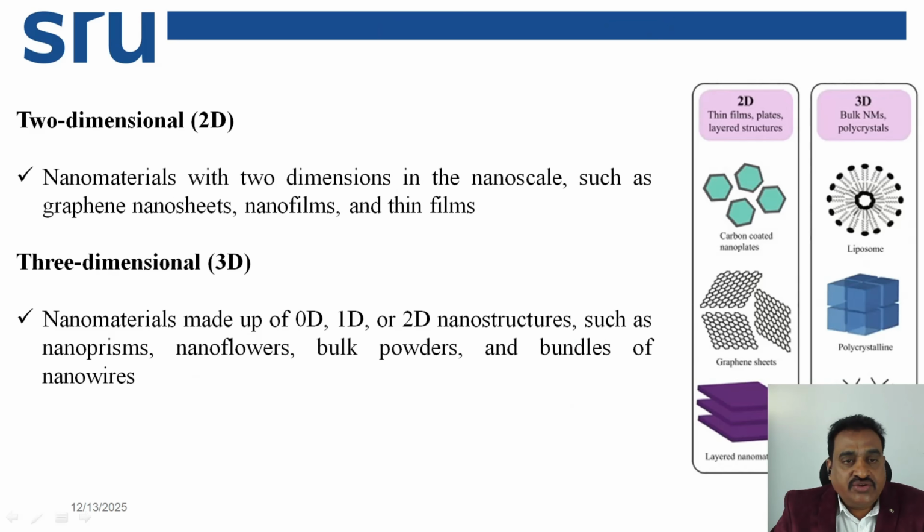Two-dimensional, you see here, nanomaterials with two dimensions in the nanoscale, such as graphene, nanosheets, nanofilms, and thin films. Three-dimensional, nanomaterials made up of zero-dimensional, one-dimensional, or two-dimensional nanostructures, such as nanoprisms, nanoflowers, bulk powders, and bundles of nanowires.